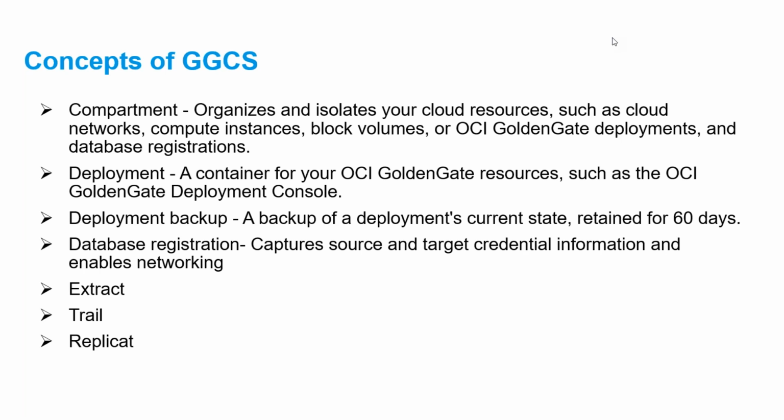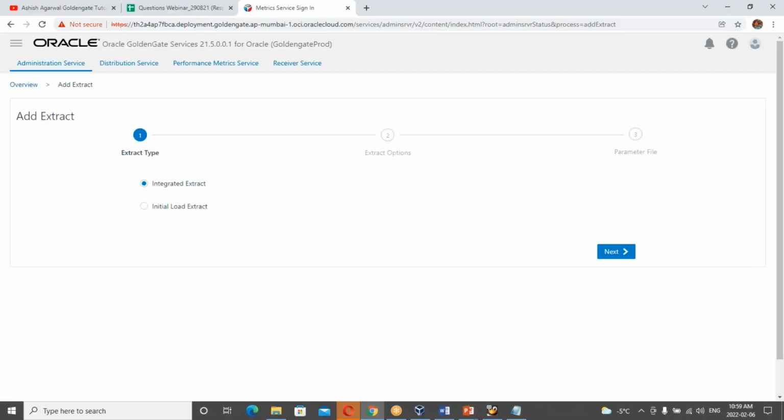You need to register your database for using this GGCS. Say for example your source is on-prem, so you need to register your on-prem database and enable the networking to use that. Then you configure Goldengate extract, trail files, and replicate processes as well in GGCS.